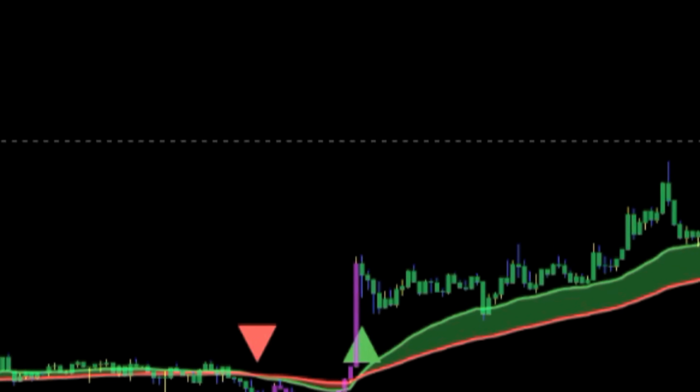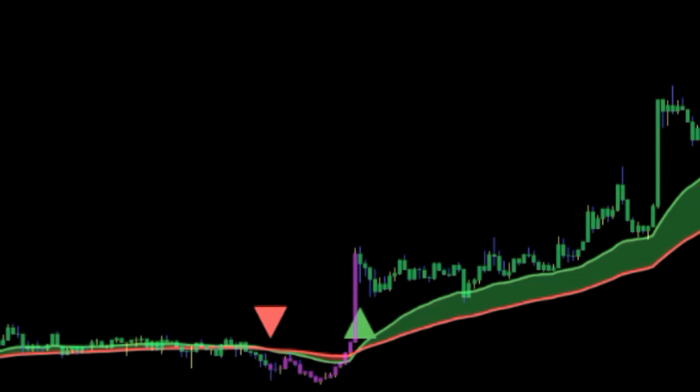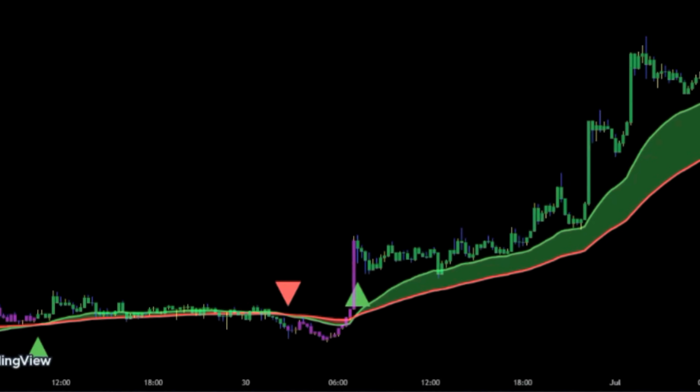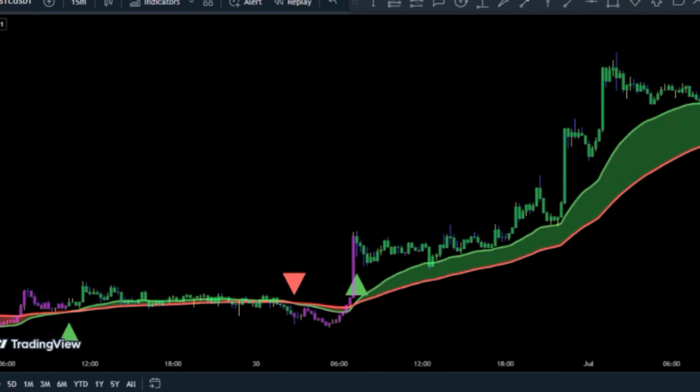Now that we've added the Best Cloud OLMA indicator to the chart, we need to optimize its parameters to ensure you get the most out of it. Follow along closely as I guide you through the process.